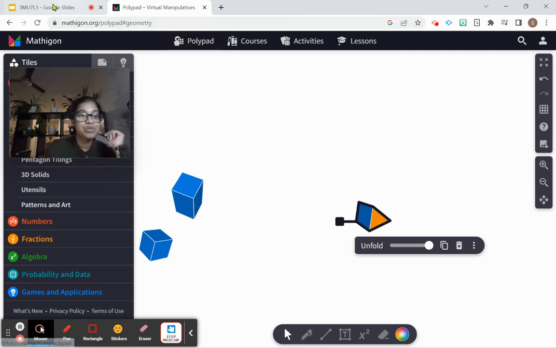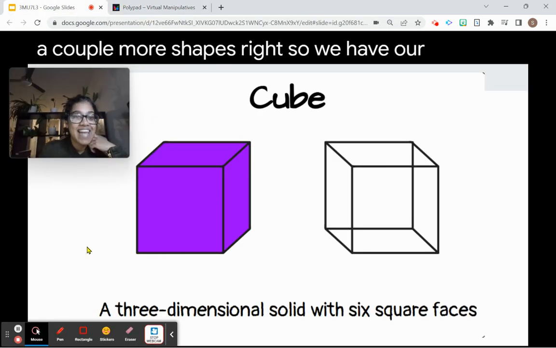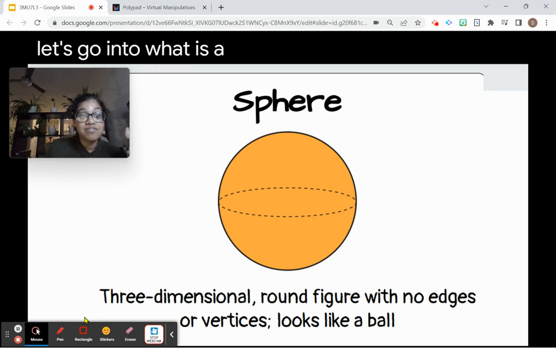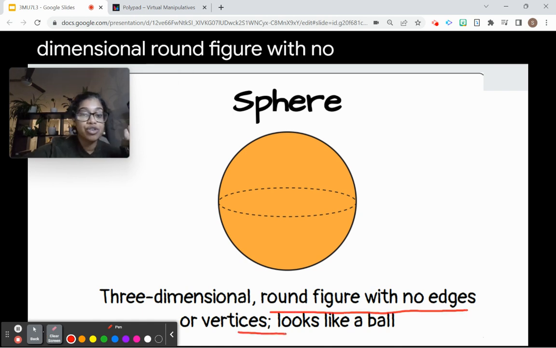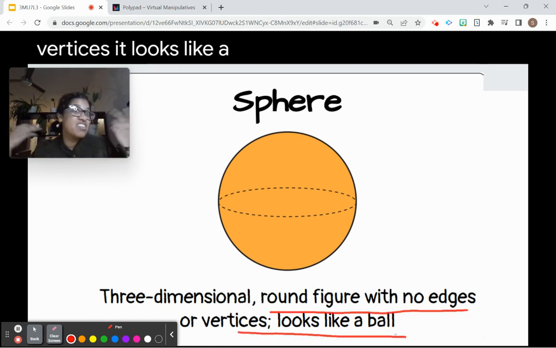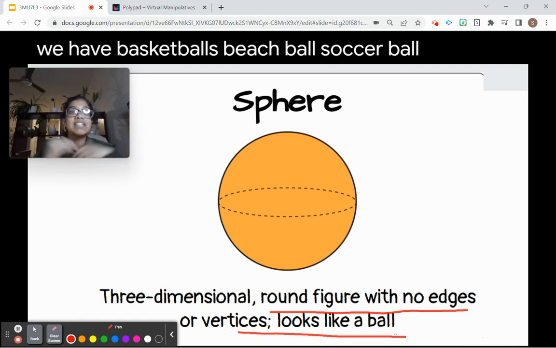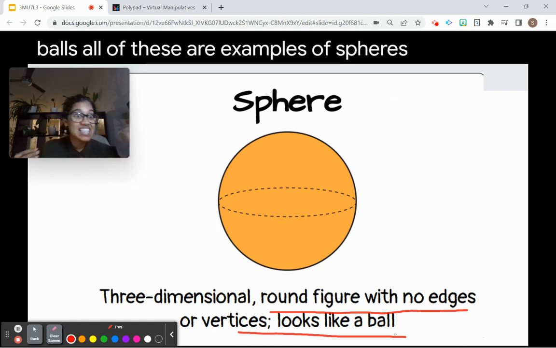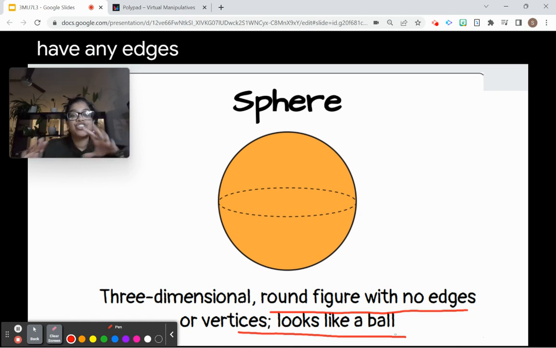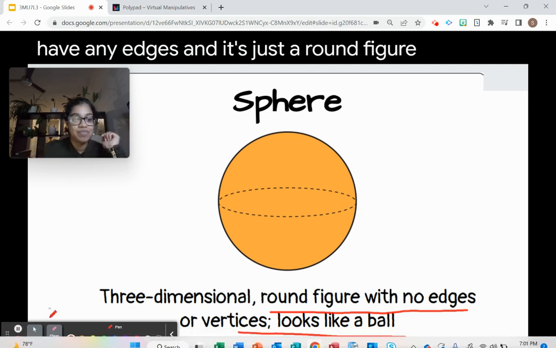Now let's go ahead and go back because we're going to review a couple more shapes, right? So we have our cube. Now let's go into what is a sphere. So a sphere is a 3-dimensional round figure with no edges or vertices. It looks like a ball. So think of any balls that we have: basketballs, beach balls, soccer balls, tennis balls. All of these are examples of spheres. It doesn't have any edges, and it's just a round figure, right? So that is a sphere.